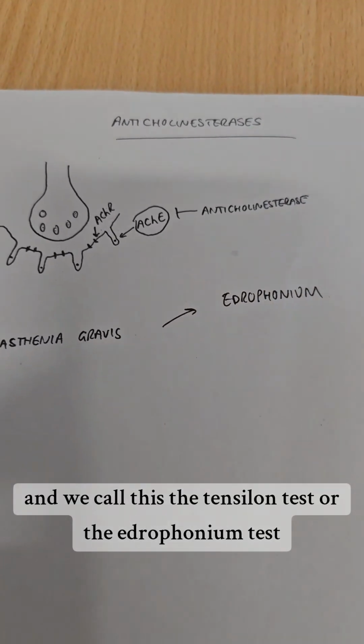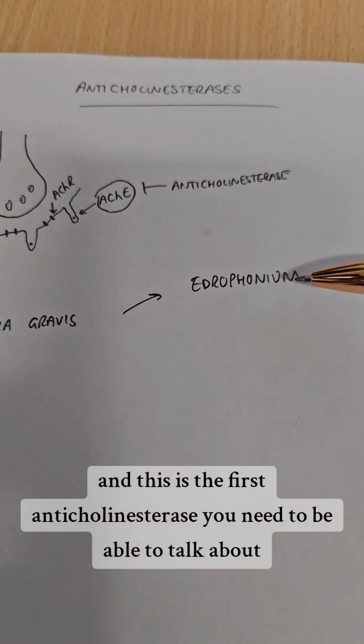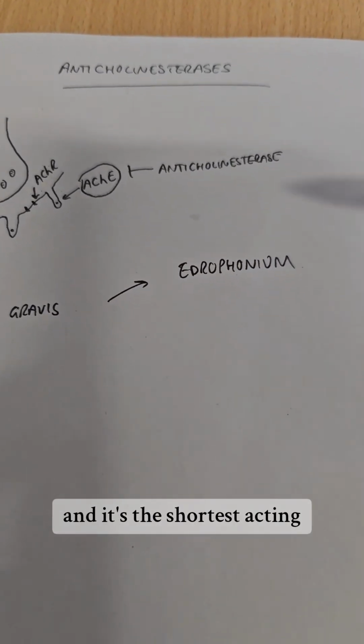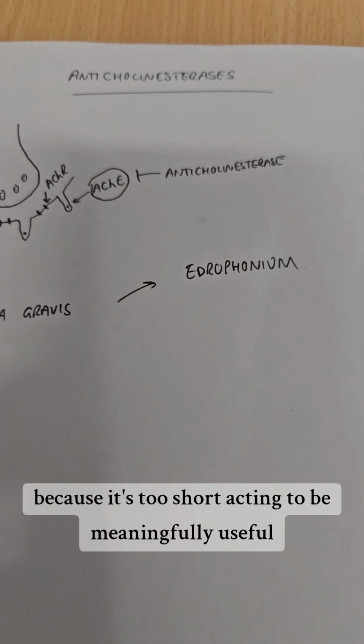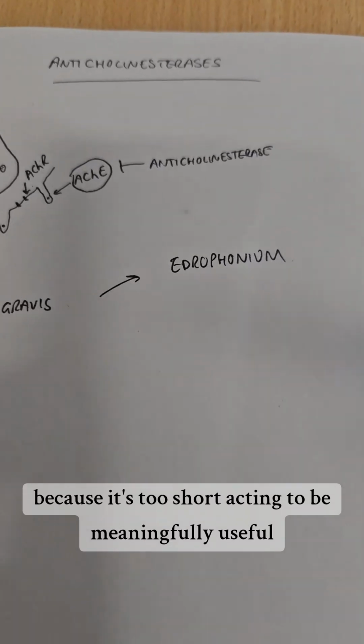and we call this the tensilon test, or the edrophonium test. And this is the first anticholinesterase you need to be able to talk about, and it's the shortest acting. We don't really use it for anything else other than the tensilon test because it's too short acting to be meaningfully useful.